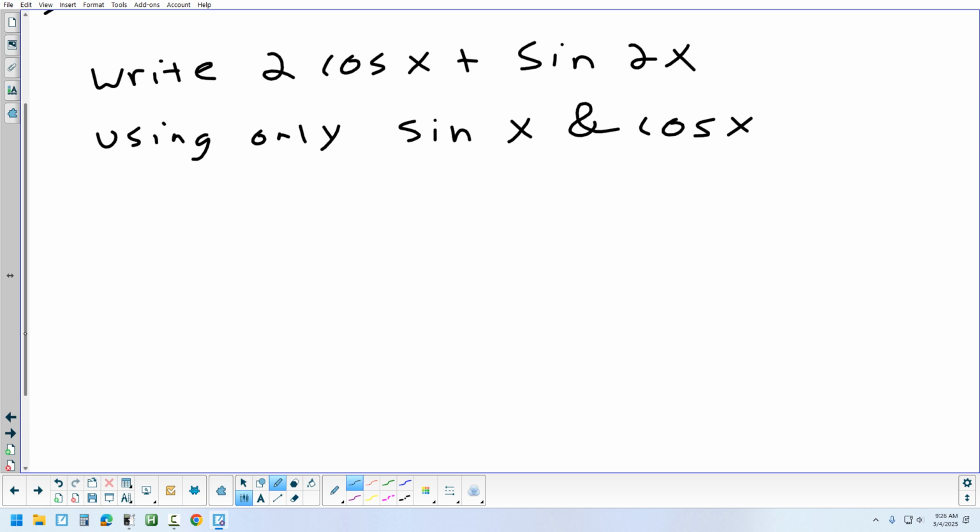Cosine x is fine. You don't have to change that. It's already a single argument. There's no number added to it. There's no number multiplied by it. Leave it alone. But the second one, that one's not good. How can we rewrite sine 2x so the argument does not have a 2 in it?